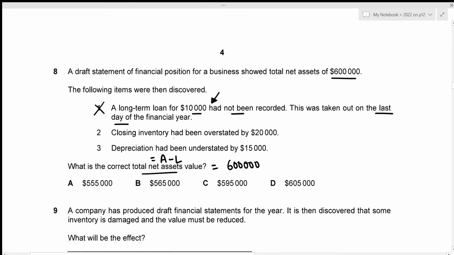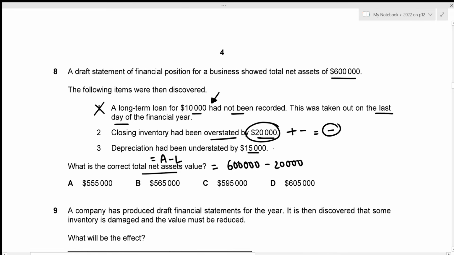The second one is the closing inventory had been overstated by 20,000. So remember that closing inventory is an asset which should be added in order to figure out our net assets value, but it had been overstated. So we need to reduce it. So that's a negative. So a positive and a negative results in a negative, which just means that in order to figure out the correct total net assets value, we should subtract this amount of 20,000. Let's do that.